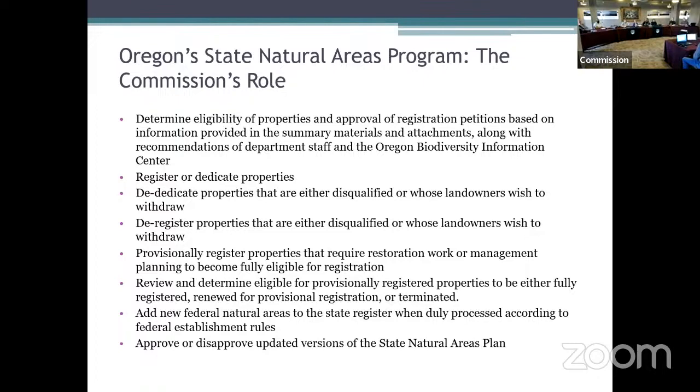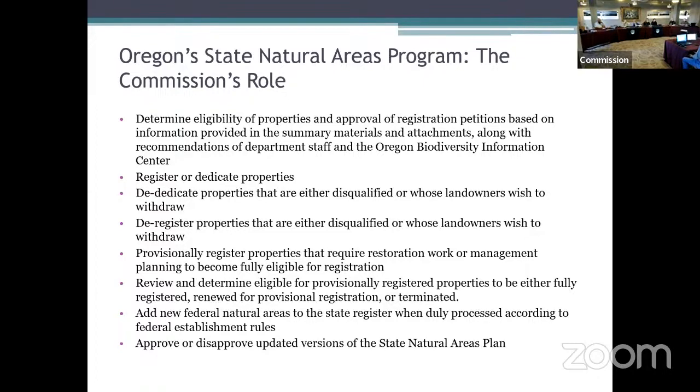When the program came to us, the idea was that the commission could handle that element and that it wasn't very much of a workload because there weren't very many coming through at the time, but staff would provide the rationale and the sort of footwork on figuring out whether these properties met the intent of the plan and whether they met the requirements. The next item on the list here is to register or dedicate property. So that's basically to give the formal seal of approval on any petitions if they are to be registered or dedicated.